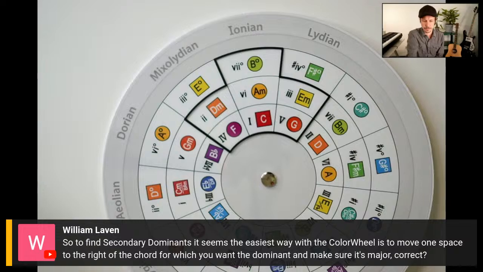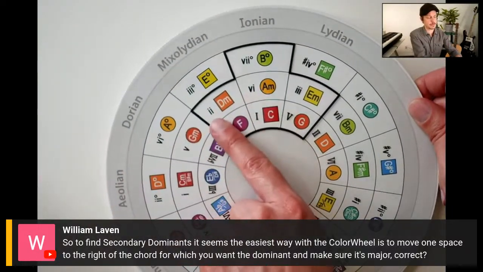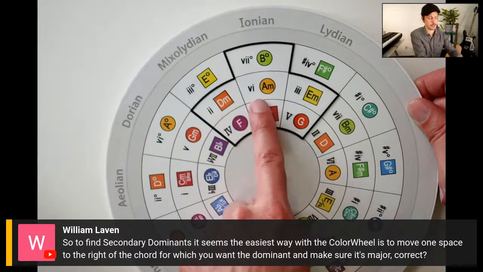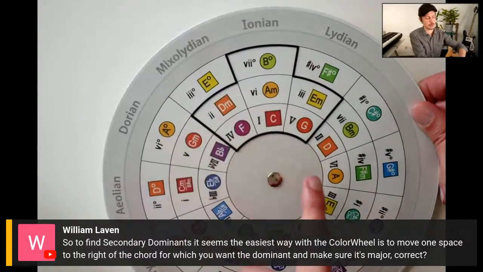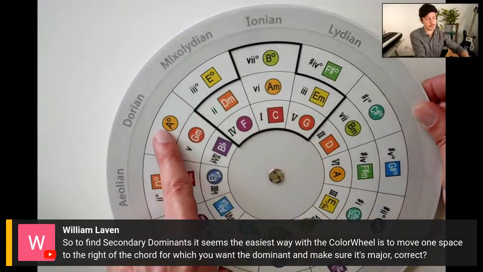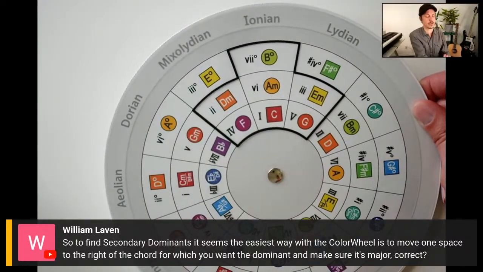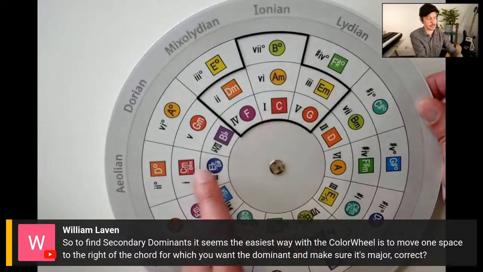Anyway, William, to find secondary dominants, it seems that the easiest way with the color wheel is to move one space to the right of the chord for which you want the dominant and make sure it's major. Yeah, that's a good synopsis. So if I want the secondary dominant of D minor, I go to the right, which is going to be its 5th, and then I go to its major. And the cool thing is that it's this spiral formation between the root notes of A major, A minor, and A diminished. Because music is cyclical and symmetrical, it's the same for G major, G minor, G diminished, and C major, C minor, C diminished.